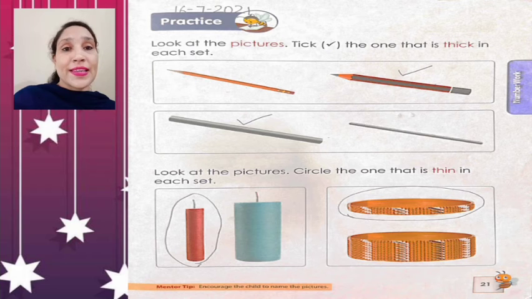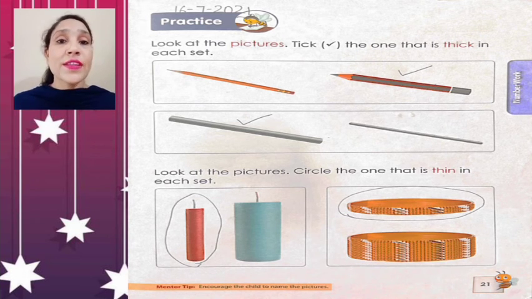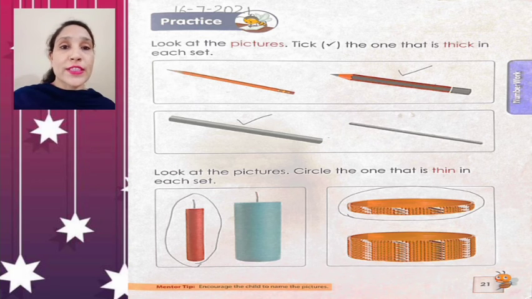So see the first set. Here are 2 pencils are given. One is thin and other is thick. So you have to tick on thick pencil. So we will tick like this. In this set there is 2 rods. One is thick and other is thin. So we have to tick on thick object. So let's see the second part.